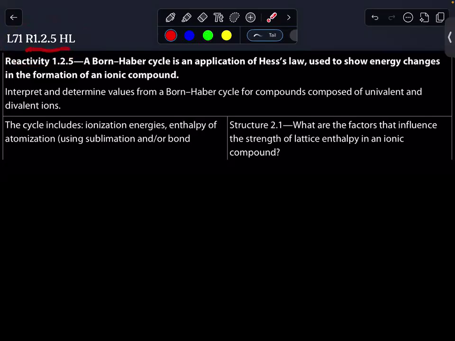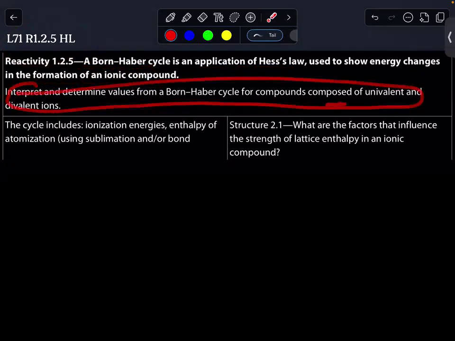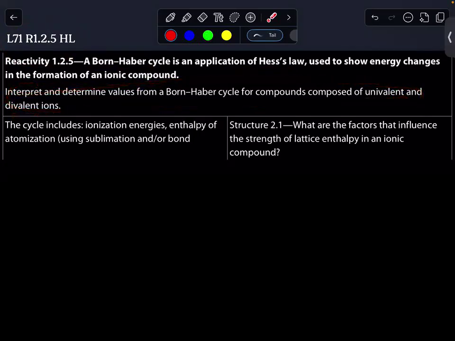Today we're going over reactivity 1.2.5. It's an HL topic. We're going to be covering the Born-Haber cycle, how it's an application of Hess's law used to show energy changes in the formation of an ionic compound. So we'll interpret and determine values from a Born-Haber cycle for compounds composed of univalent and divalent ions. So we'll talk about that as well.